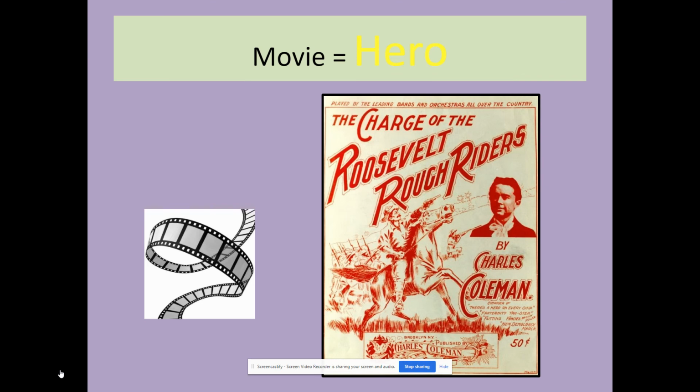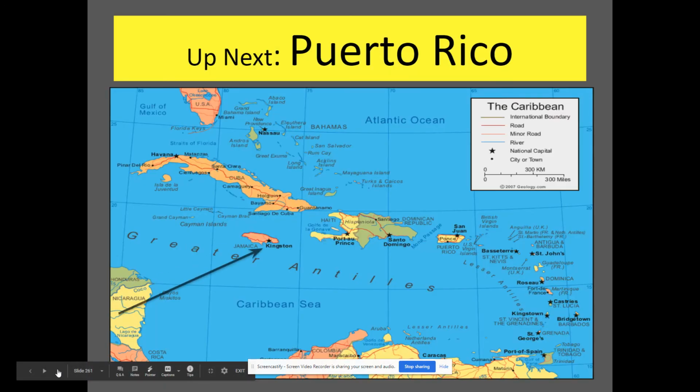And somebody is going to make a movie, basically a newsreel, out of Teddy Roosevelt, the leader of the Rough Riders. And that's going to make him super famous. He went from just being a pencil pusher to a national hero. Nobody won more from the Spanish-American War than Roosevelt.